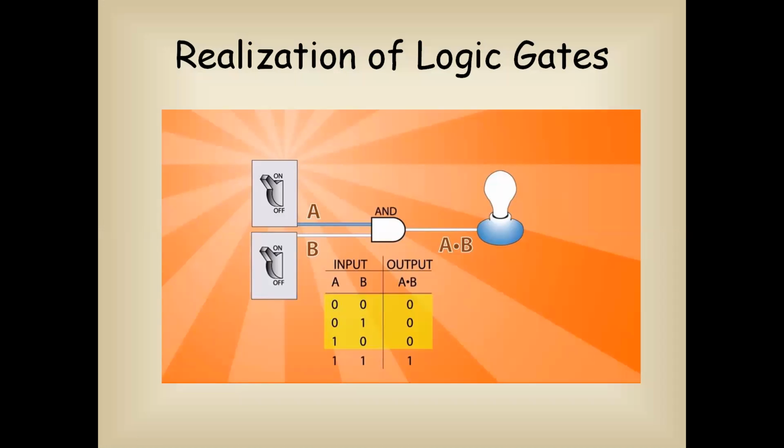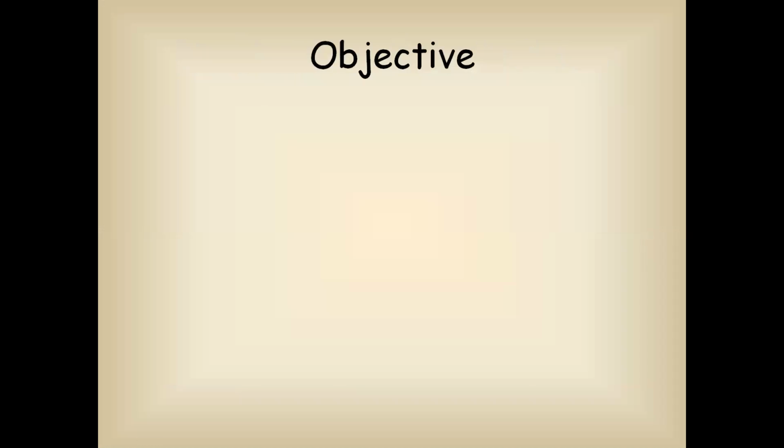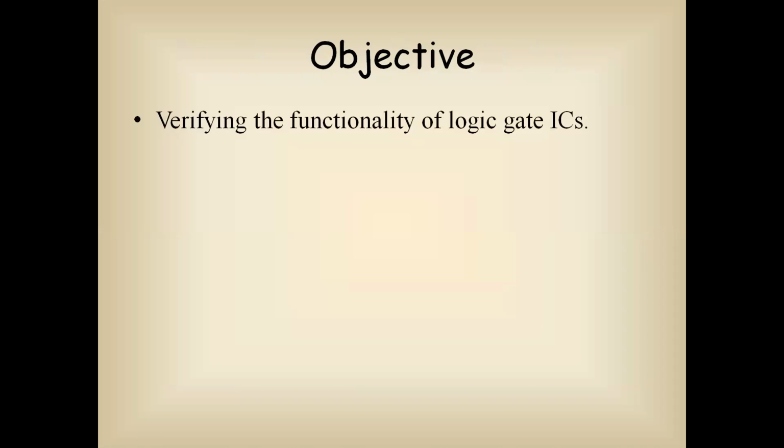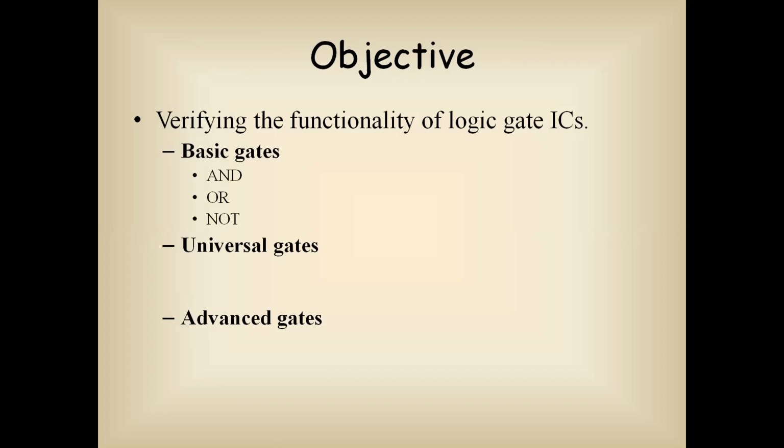The main objective here is to verify the functionality of logic gate ICs by applying inputs and observing the output. The logic gates are basically classified into three categories: basic gates, universal gates, and advanced gates. Under basic gates, you have AND, OR, and NOT gates. Universal gates are NAND and NOR gates, and advanced gates are XOR and XNOR gates.